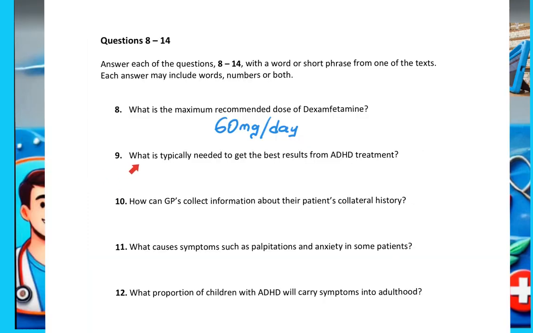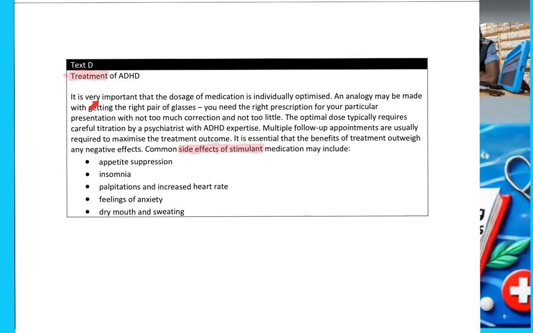Question number 9, what is typically needed to get the best results from ADHD treatment? So we can see the keyword treatment. We go to the text which contains treatment, then we look for what exactly is needed, or what is typically needed. So let's go to the text and see. Because of the keyword treatment in the question, that is why we targeted text D. So we are going to look for what typically required, or needed.